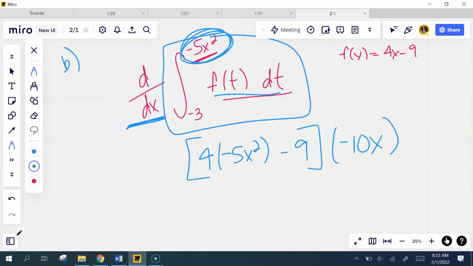So you did, antiderivative is 2x squared minus 9x. Plugged in negative 5x squared, plugged in negative 3 and subtracted. I can't remember what it is. But yeah. So I circled d dx on some of yours.